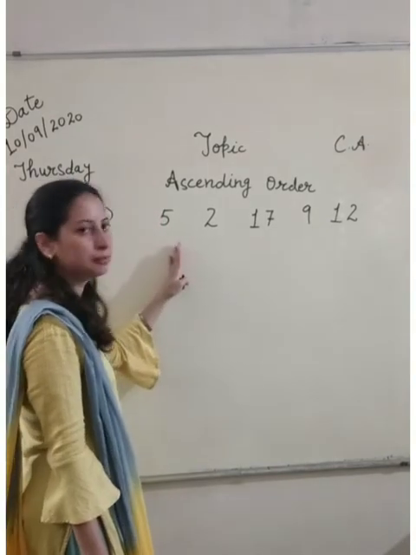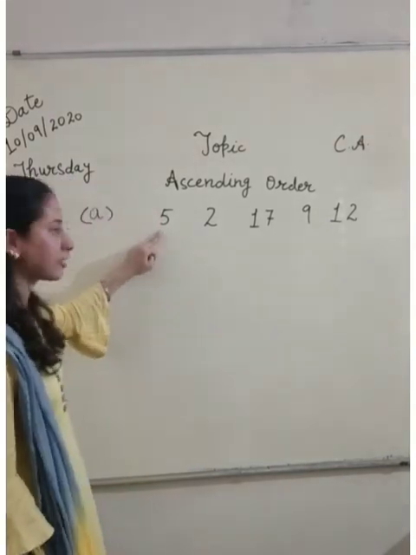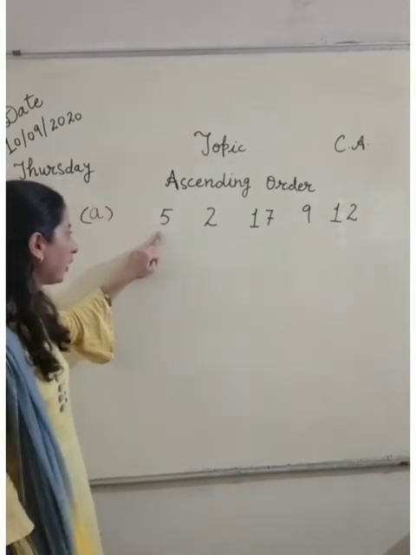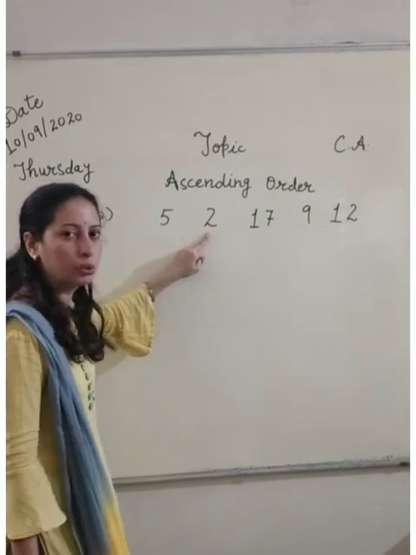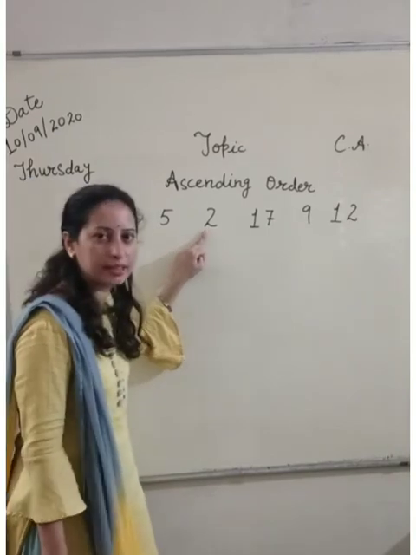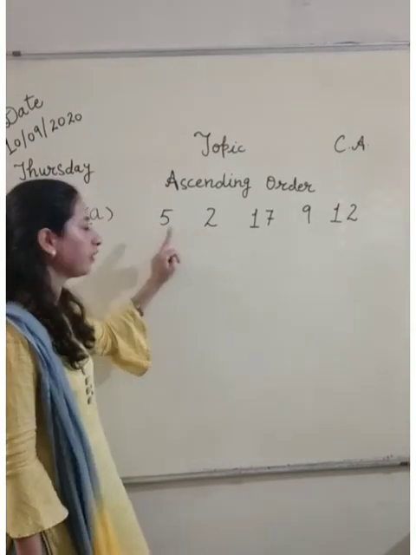Let's read the numbers carefully. What is this number? This is 5. And what is this? This is 2. 2 is the smallest number. 2 is smaller than 5.